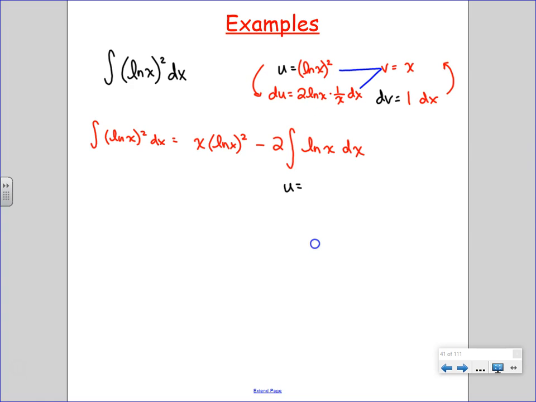So who is your u and v? u would be x. No, u would be ln of x. Why are we doing that? Because we want to break down the ln. We can't integrate it, so we can't put ln on the dv side. We're breaking it down. But don't you notice as we're taking derivatives what's happening to the ln? It's deteriorating, it's disappearing.